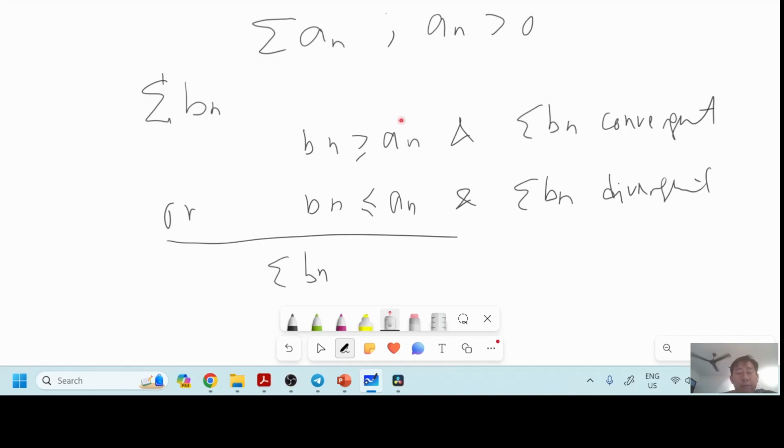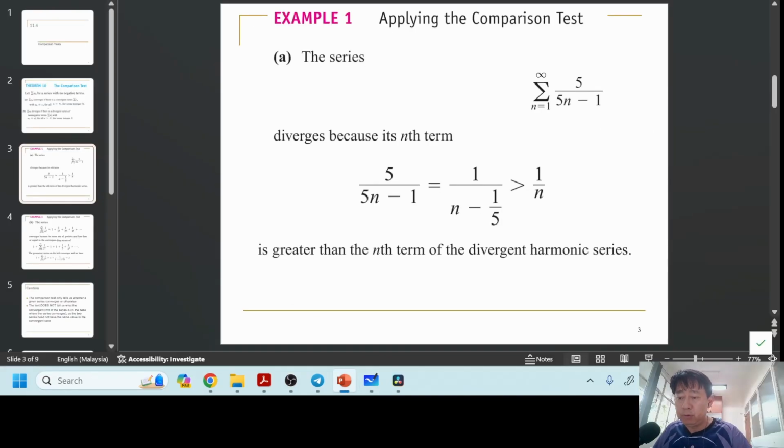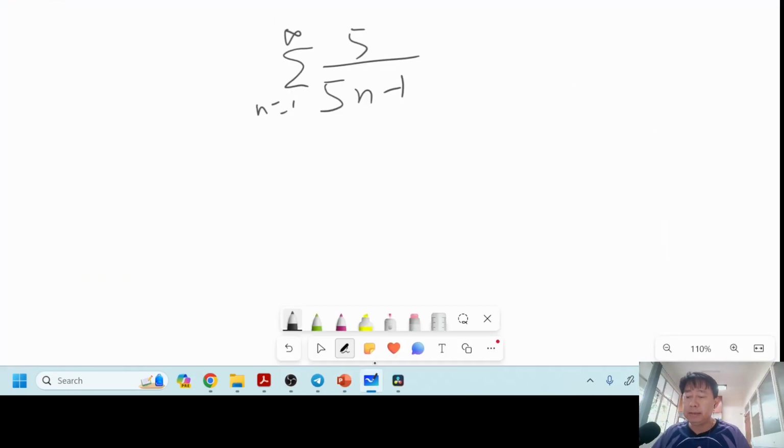Or if you can prove the existence of a series Bn which is term by term smaller than An, and at the same time the series itself is divergent, then you conclude that the series Bn is divergent. Let us look at example 1. Example 1 is the series as shown on the whiteboard.